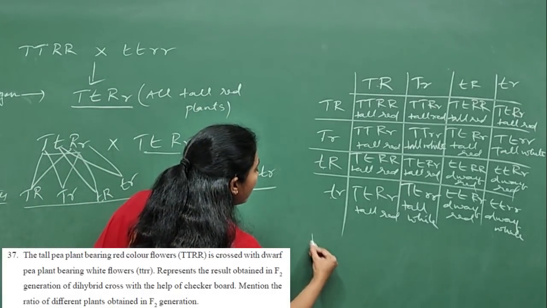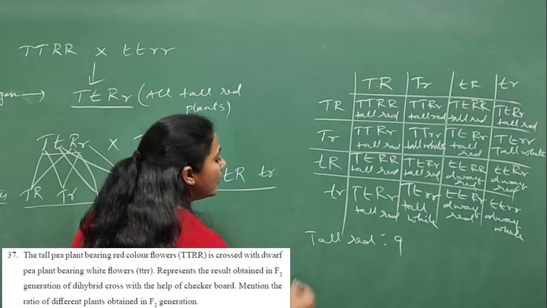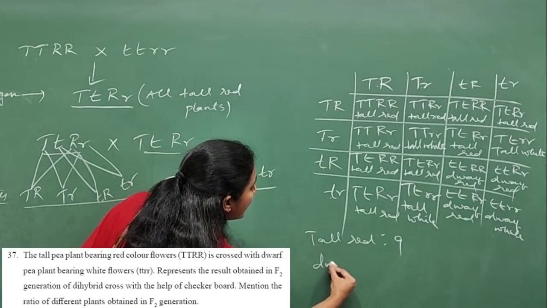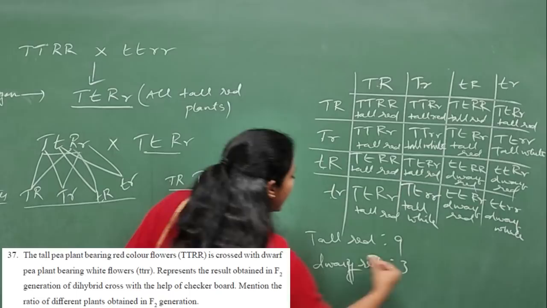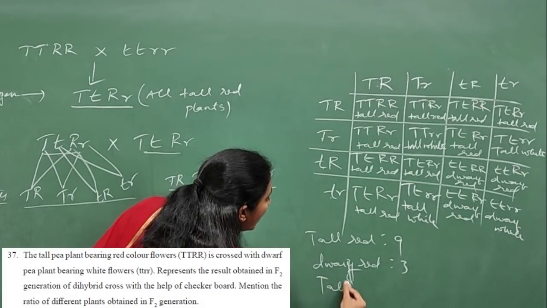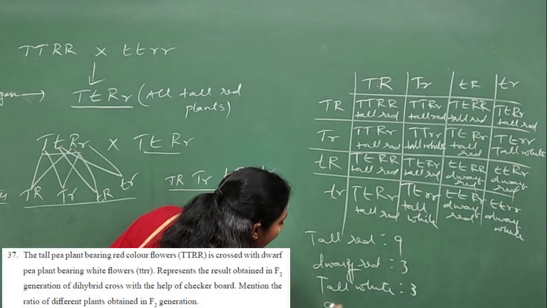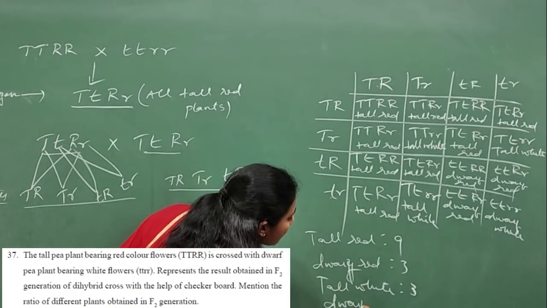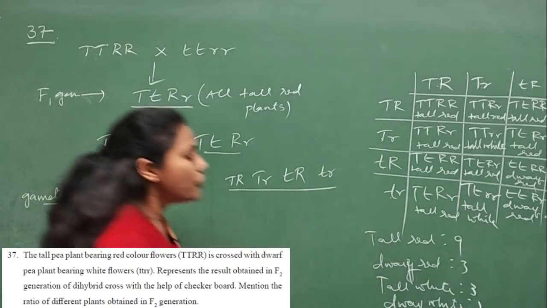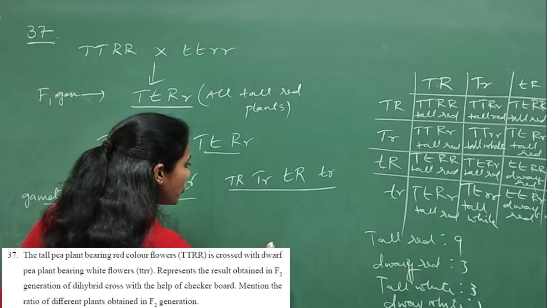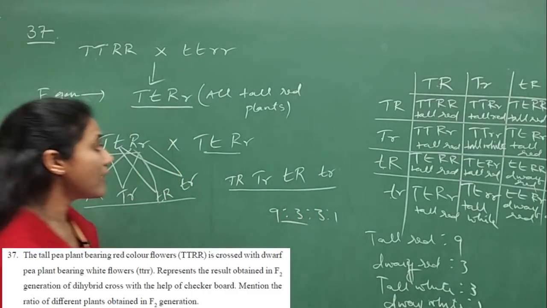So how many have you got? Tall red varieties are 9. And dwarf red varieties, how many? That is 3. Then tall white varieties, how many? That is 3. And dwarf white varieties, how many? That is 1. So what is the phenotypic ratio here? 9:3:3:1. So this completes your answer.